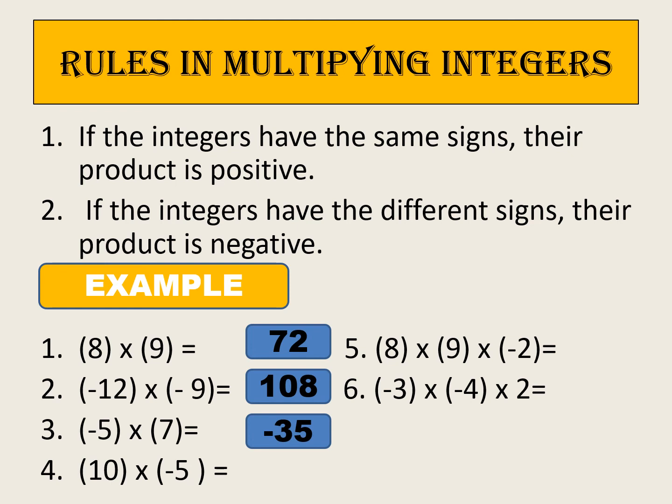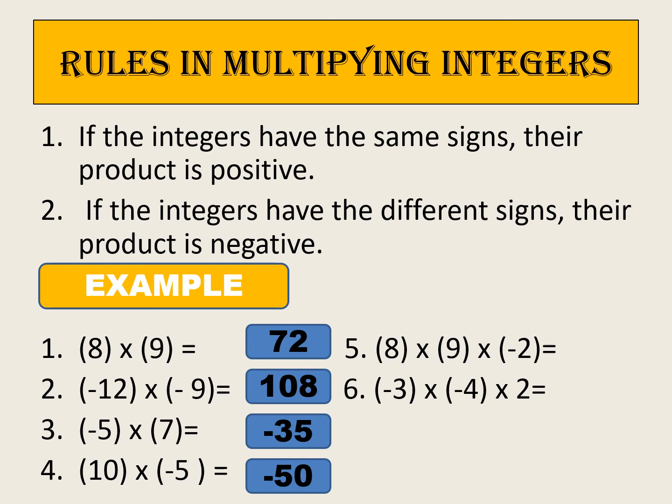Number 3, negative 5 times positive 7, the answer is negative 35. They have different signs, so the product is negative 35. Number 4, 10 times negative 5, the answer is negative 50. Again, they have different signs, so the product is negative 50.